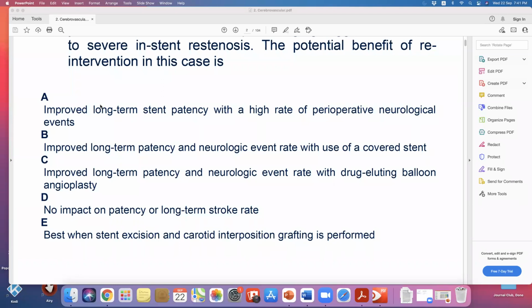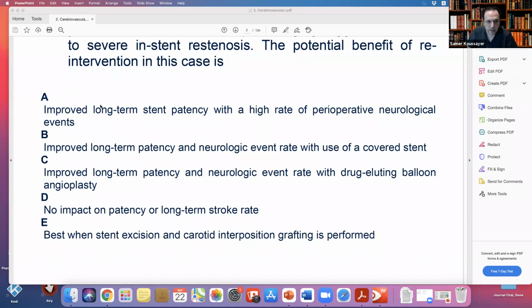No impact. Maybe there are not enough studies to decide about patency or long-term stroke rate. No, this is most suitable. This is correct.